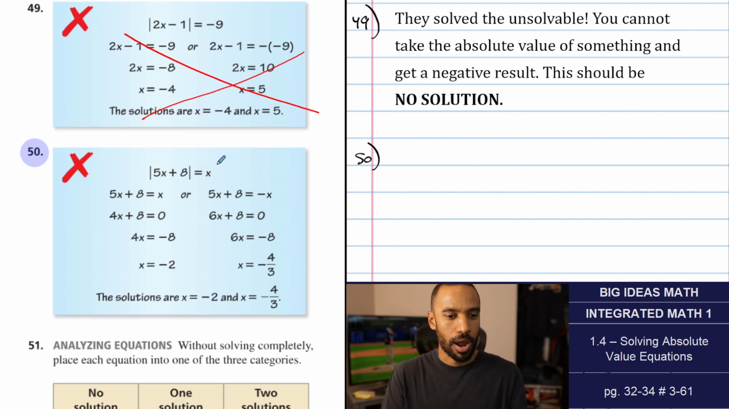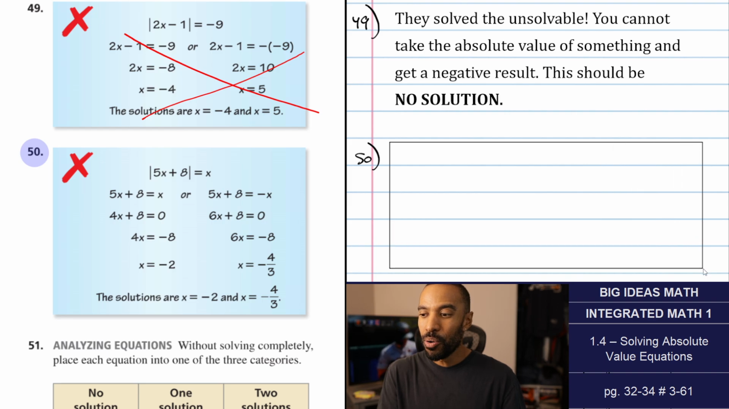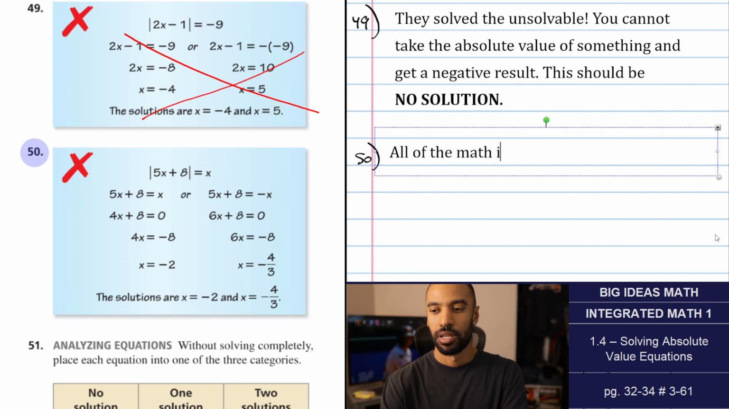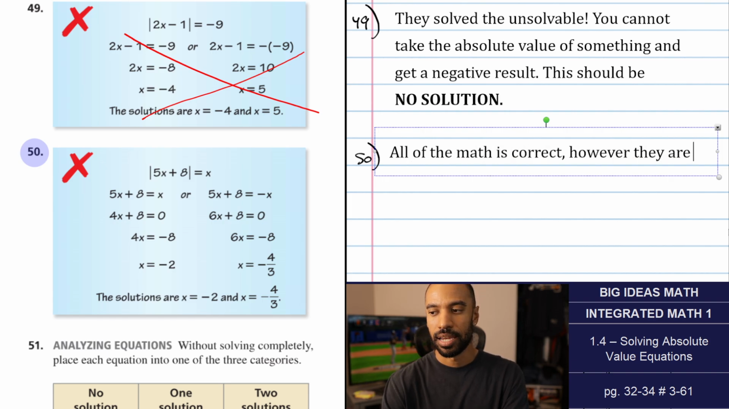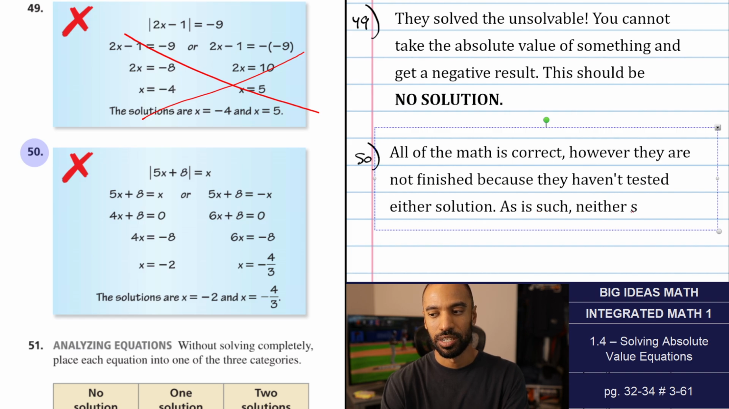Their math is correct. The problem, as we've seen in these scenarios, is that there's a possibility of extraneous solutions. In fact, because both of these answers are negative and x is the only thing that goes on that side, we're taking the absolute value of something and getting a negative in both these scenarios. All of the math is good, but both solutions are extraneous. However, they are not finished because they haven't tested either solution. As is such, both solutions appear extraneous.